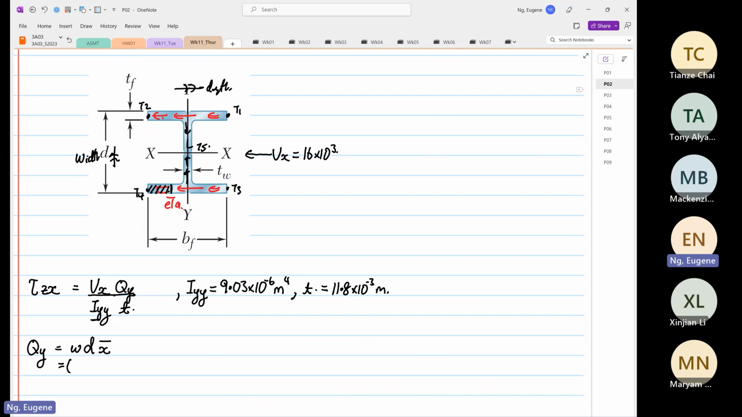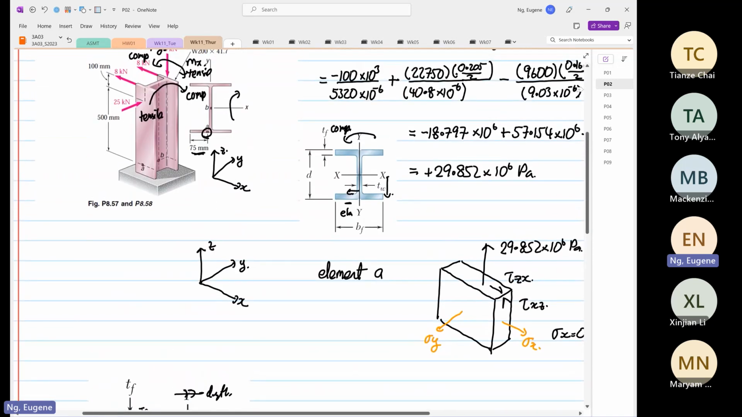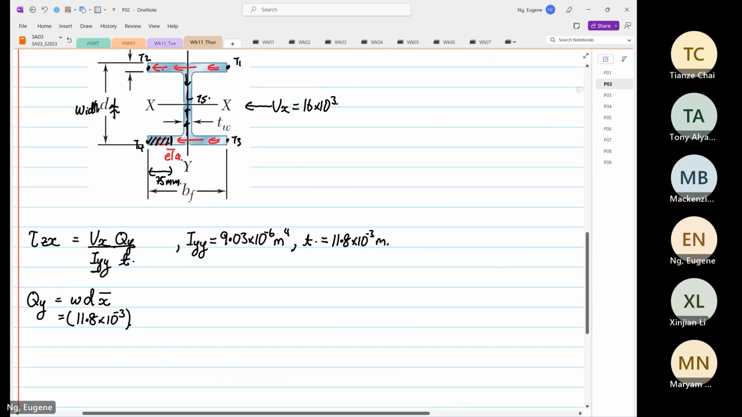So the width, which we already found out, is 11.8 times 10 to the power minus 3. Now the depth, we know the distance from here to here is 75 millimeters. It's given in the question. If you look at the question, that is where I get the 75 millimeters.